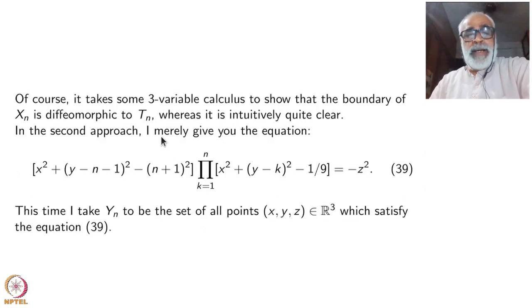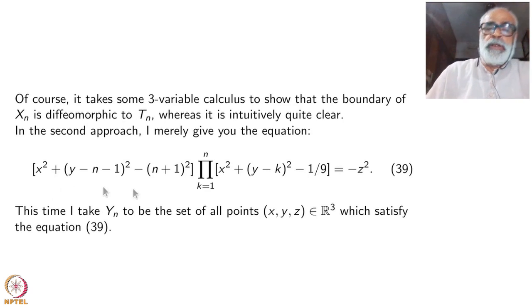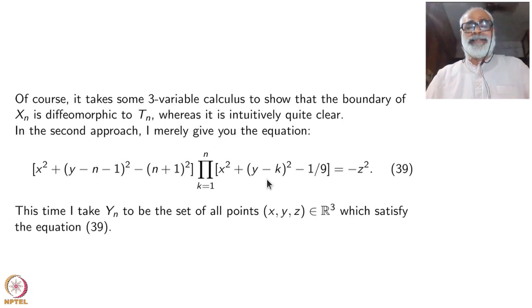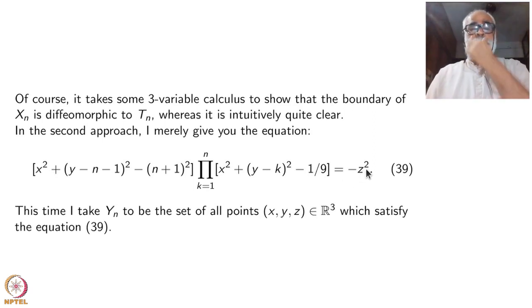In the second approach, I merely start with an equation. This will be liked by, say, an algebraic geometer. Of course, this is all real values inside R3, and all the coefficients are real. You can look at what is this funny equation. The left hand side is just some polynomial in x and y. The right hand side is separated variable, equal to minus z square. There is one special factor here, and then there are similar factors here, ranging from 1 to n.